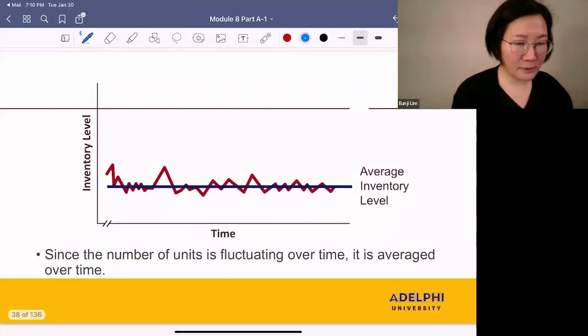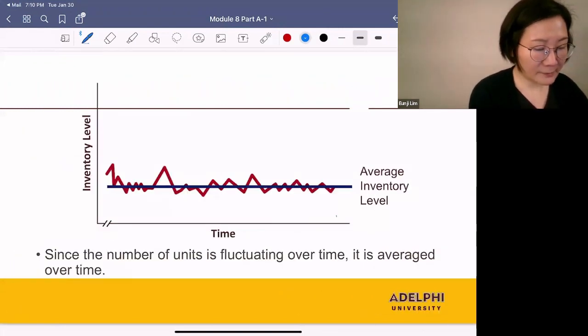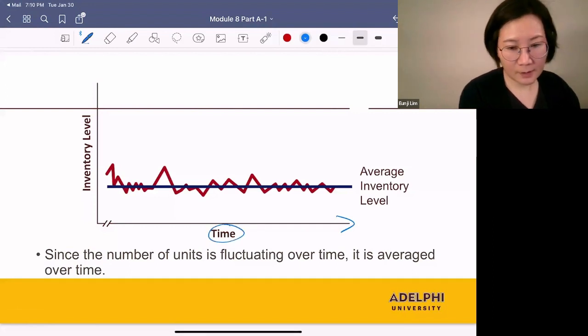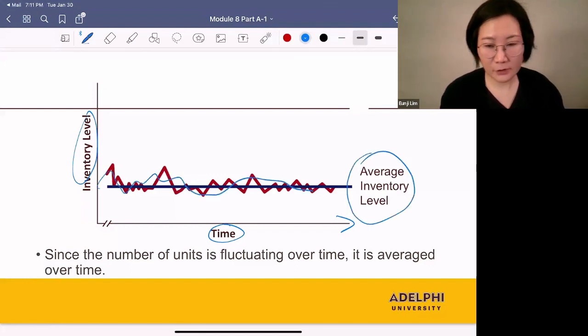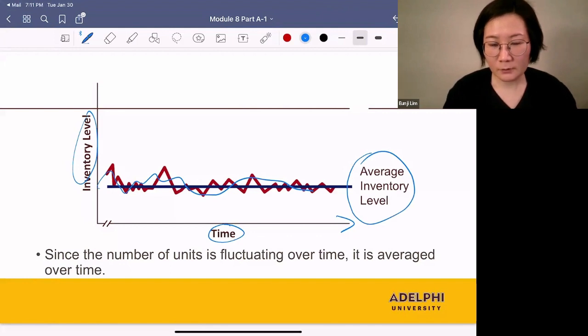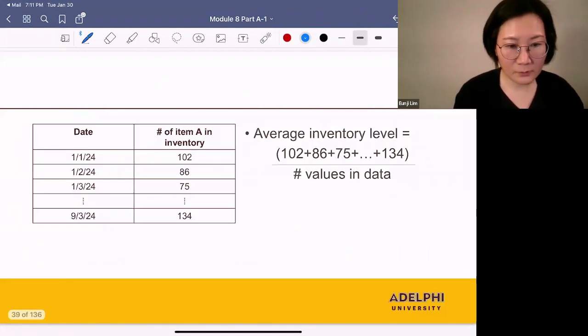So if you look at this graph, the x-axis is time and the y-axis is the inventory level, and this might change over time. Then we can just compute the average inventory level. So let's take a specific example.